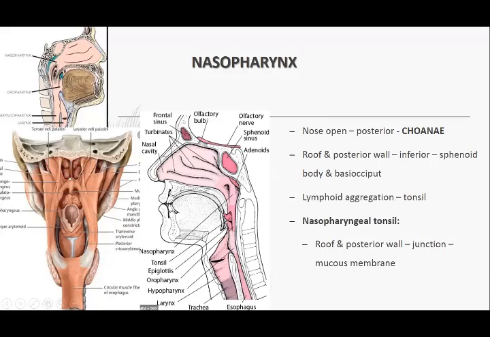So grasp this today: the posterior opening of the nose opens into the nasopharynx. We'll do this next time, inshallah. God bless you all. Thank you very much.